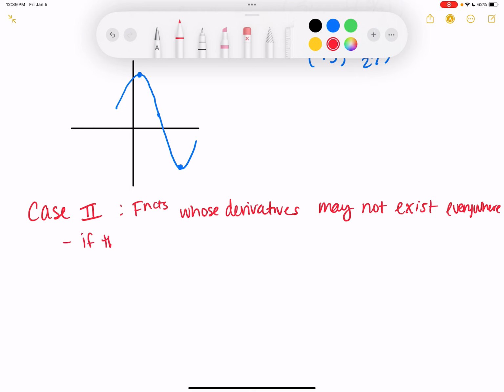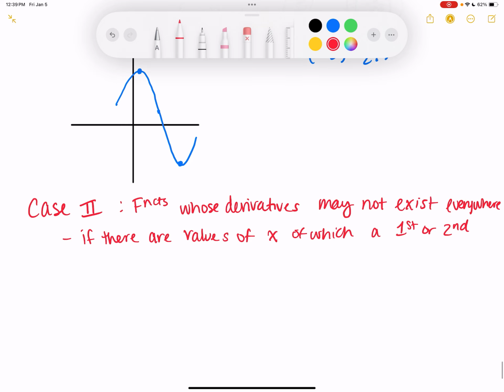If there are values of x at which a first or second derivative does not exist, consider those values separately.